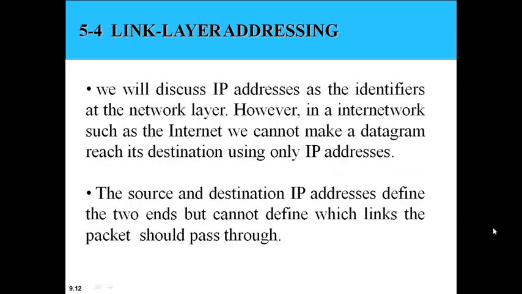The next point we discuss in the data link layer is link layer addresses. An IP address is an identifier at the network layer that defines the exact points in the internet where the source and destination hosts are connected. However, in a connectionless internetwork such as the internet, we can't make a datagram reach its destination using only the IP address. The reason is that each datagram from the same source host to the same destination host may take a different path. The source and destination IP addresses define the two ends but can't define which links the datagram should pass through.